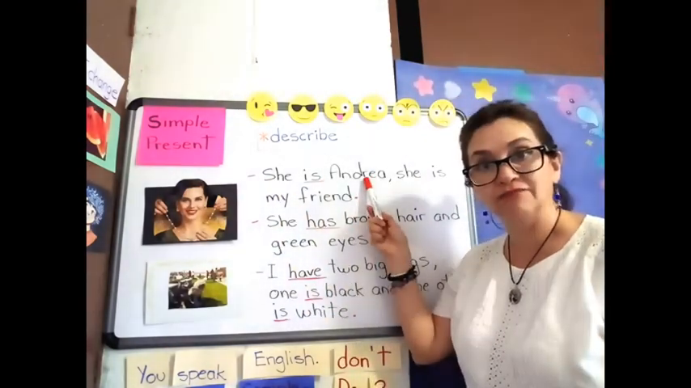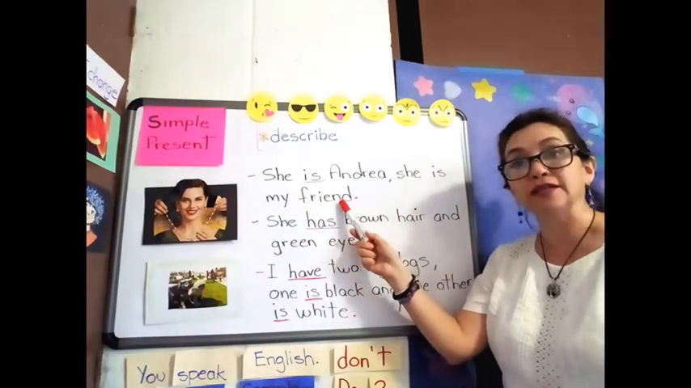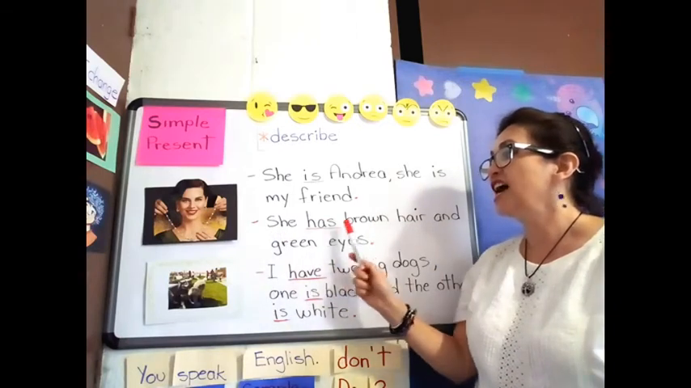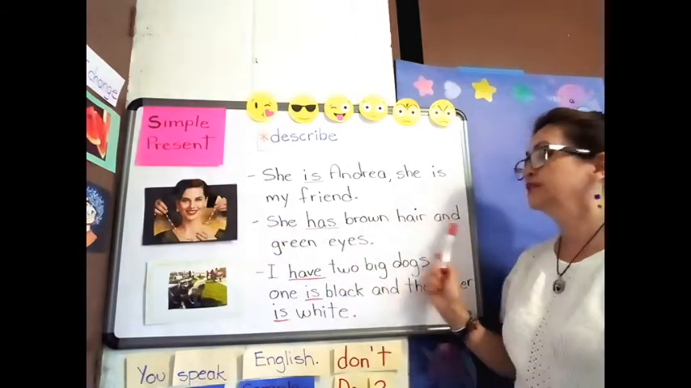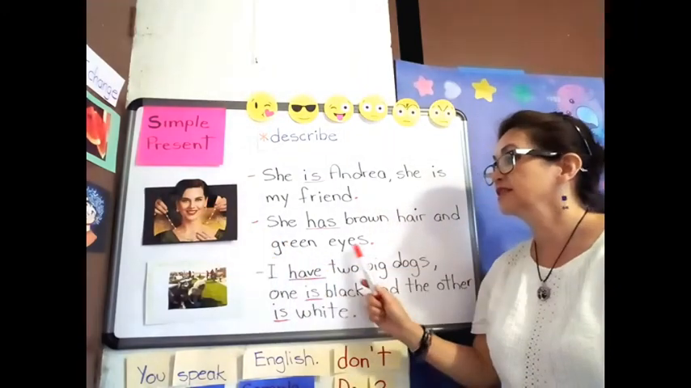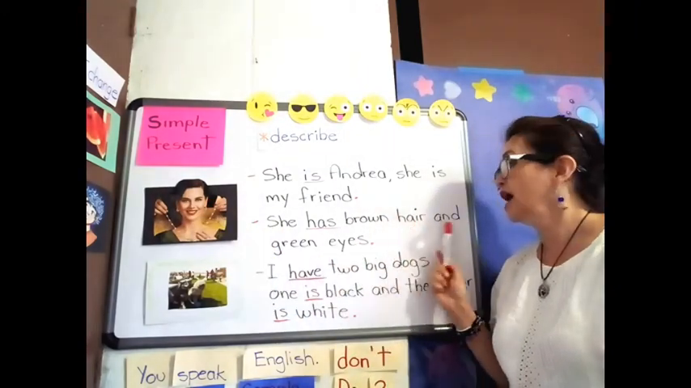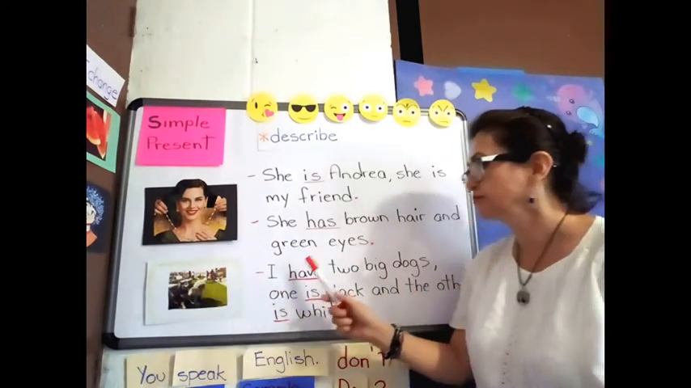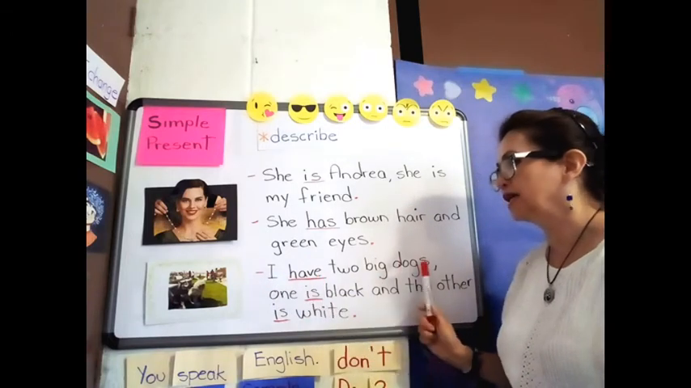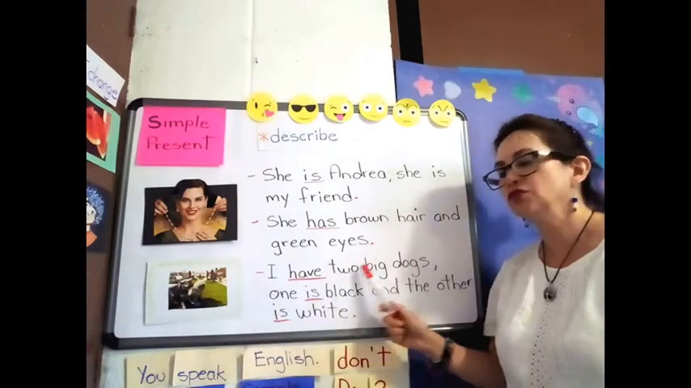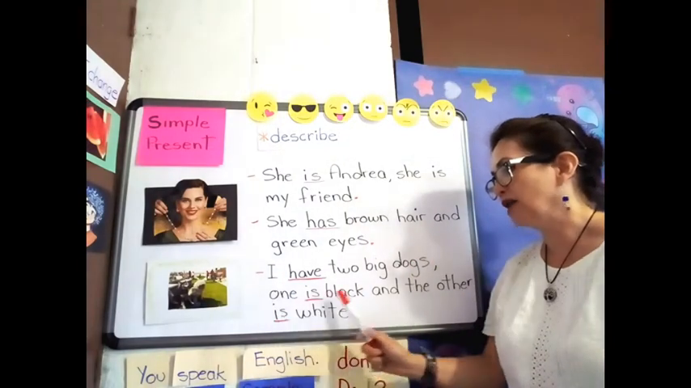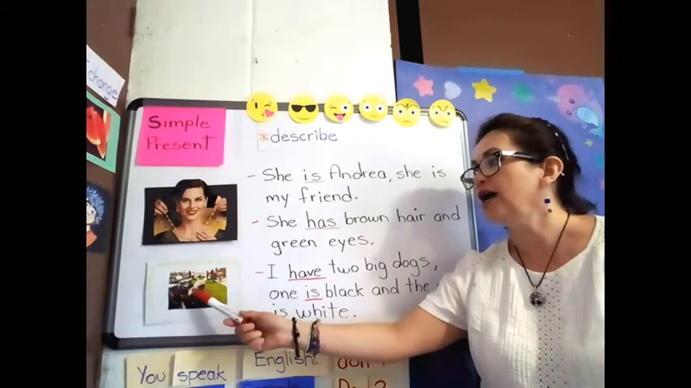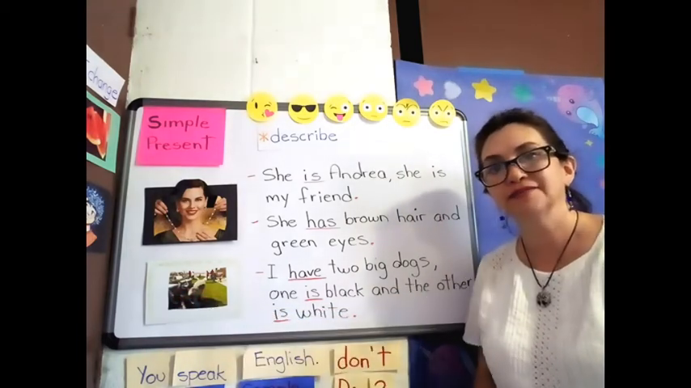She is Andrea. She is my friend. She has brown hair and green eyes. Now let's describe some animals. I have two big dogs. One is black and the other is white.